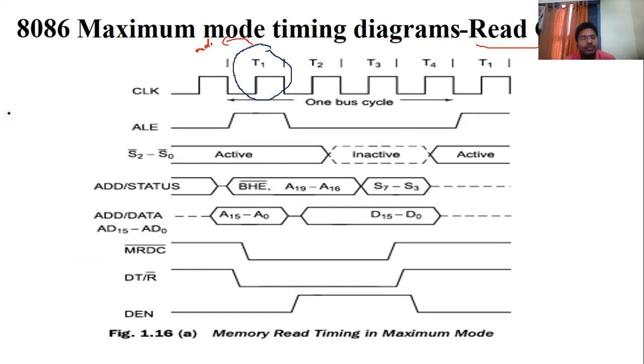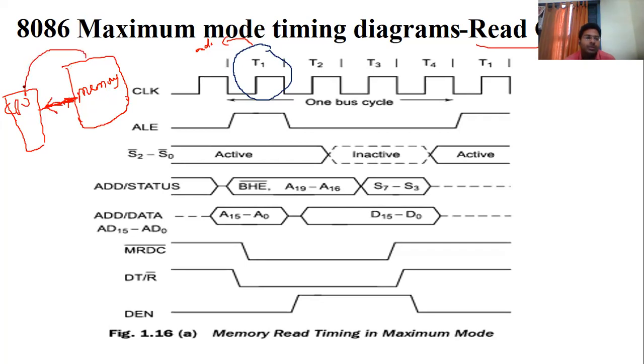Here a CPU is connected to the memory. Whatever data is available in that memory is coming back to the CPU. So, memory to the CPU. For the T1 clock period, the microprocessor identifies the address location. Suppose this address location is 1001, on that location we have the data.